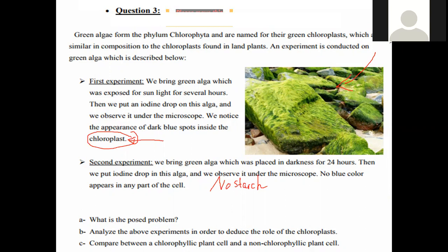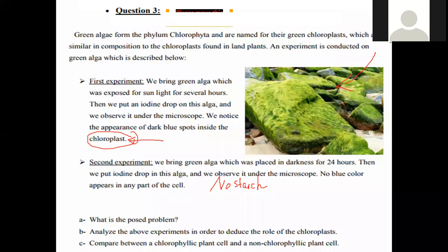The problem should be in the form of a question, always. So, what is the importance of sunlight for the process of photosynthesis, or what is the importance of sunlight for the production of starch, or what is the importance of the chloroplast? Next, analysis of the experiment to deduce the role of the chloroplast.